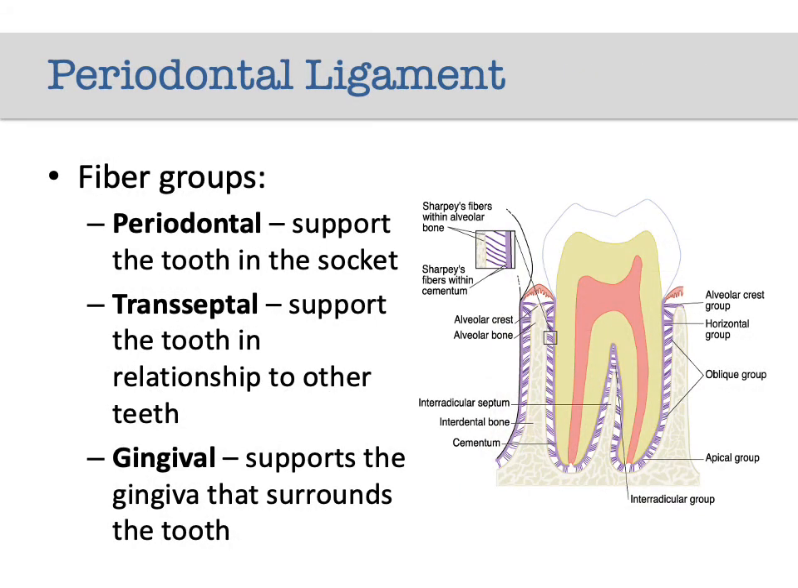Within the periodontal ligament, there are many different fiber groups. The main fiber groups are periodontal fibers, which support the tooth in the socket; transseptal fibers, which support the tooth in relation to other teeth; and gingival fibers, which support the gingiva that surrounds the tooth.